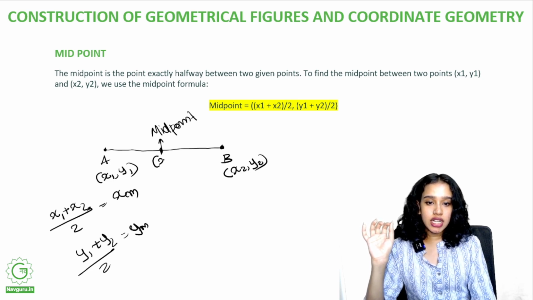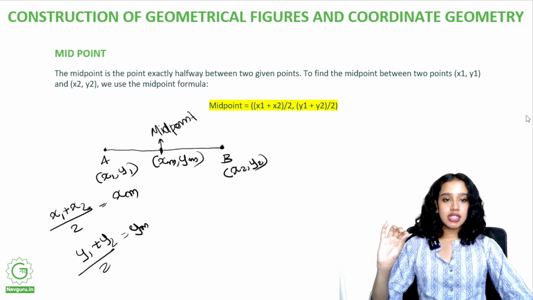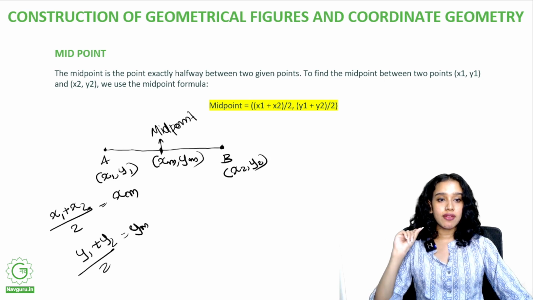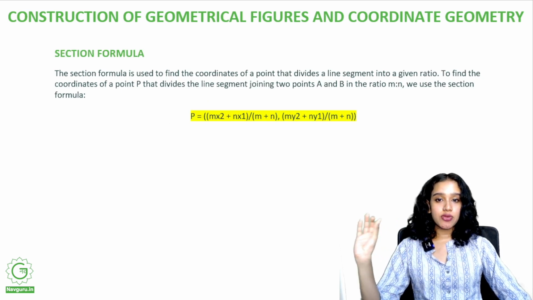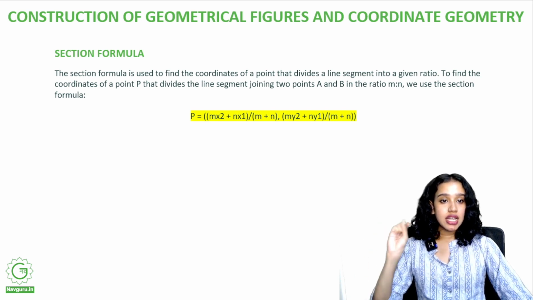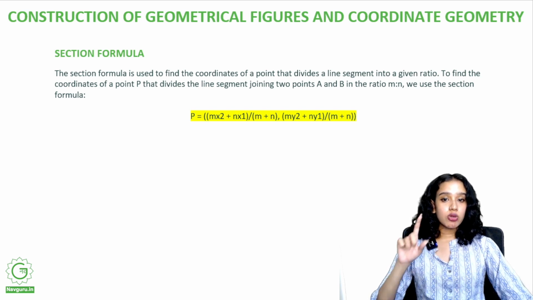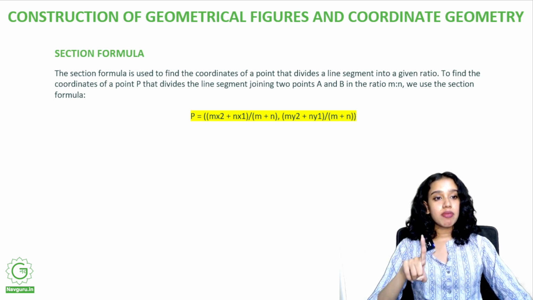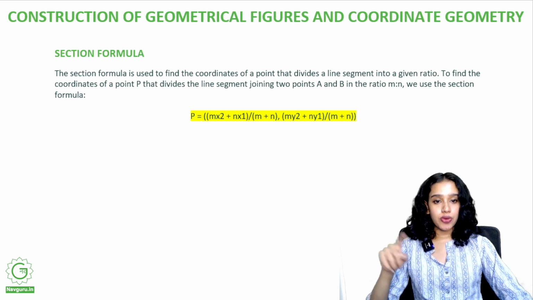So we'll get a coordinate which is x in the middle and y in the middle, right? So this is the equation to find the midpoint of a line, that is (x1 plus x2) by 2 and (y1 plus y2) by 2. Now we have something called the section formula. The section formula is used to find the coordinates of a point that divides a line segment into the given ratio, right? Now to find the coordinates of a point P that divides a line segment joining two points A and B in the ratio m is to n, we use the section formula.